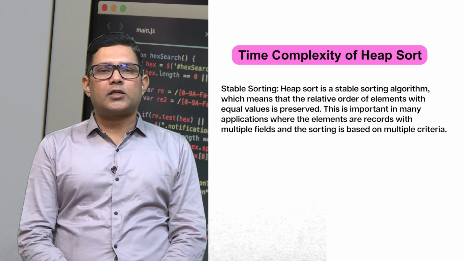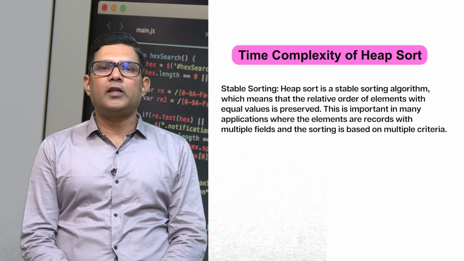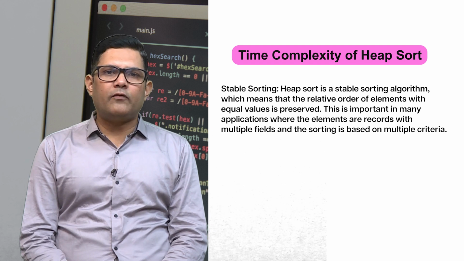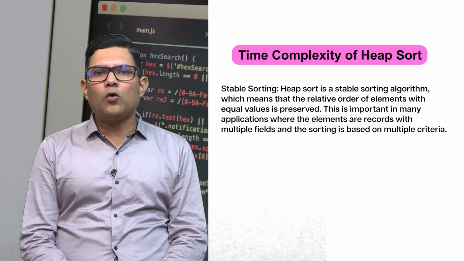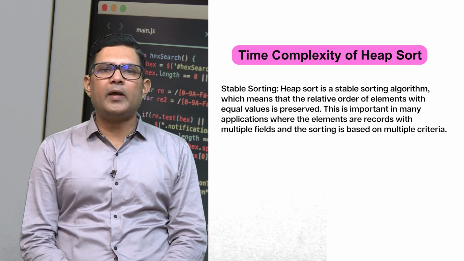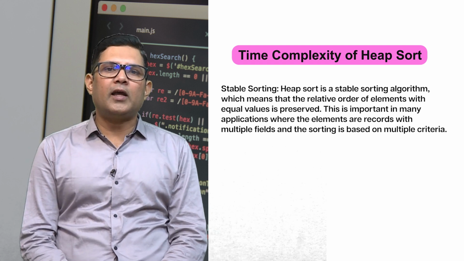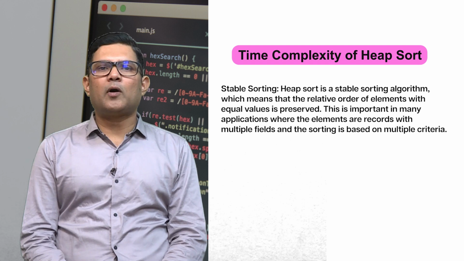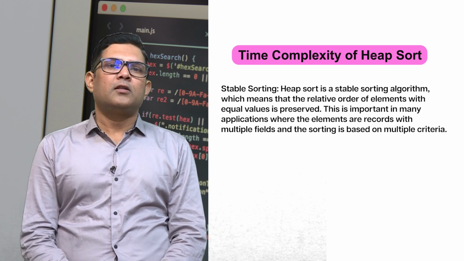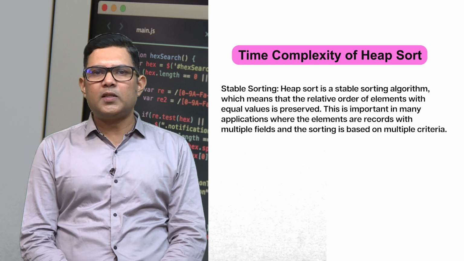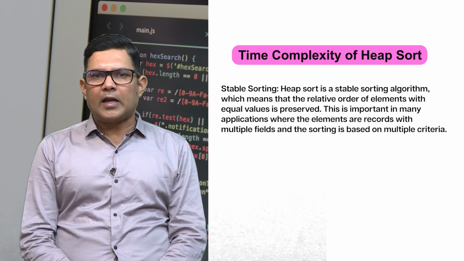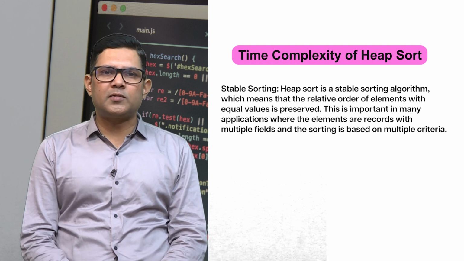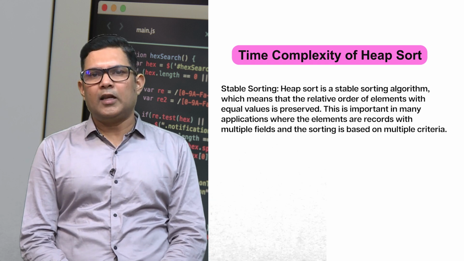Next advantage is stable sorting. Heap sort is a stable sorting algorithm, which means that the relative order of elements with equal values is preserved. This is important in many applications where the elements are records with multiple fields and the sorting is based on multiple criteria. Whenever we face this type of situation, we will prefer a stable sorting algorithm. So to solve this type of problem, wherever some parameters are given like this, we will use heap sort as compared to the other sorting algorithms, because it is one of the stable sorting algorithms.